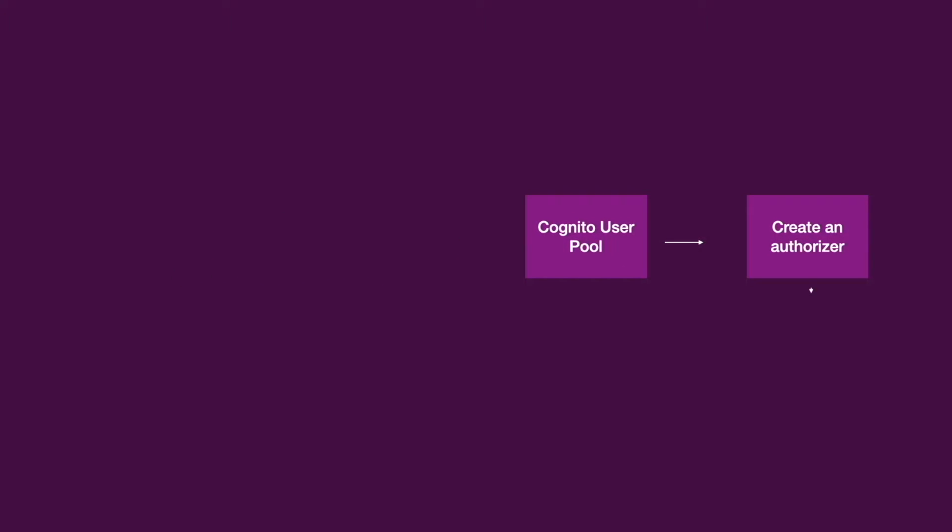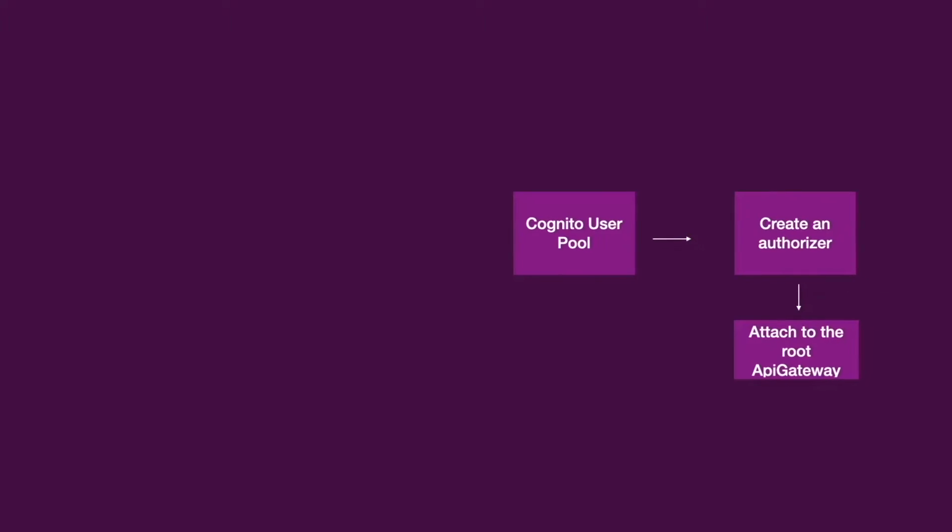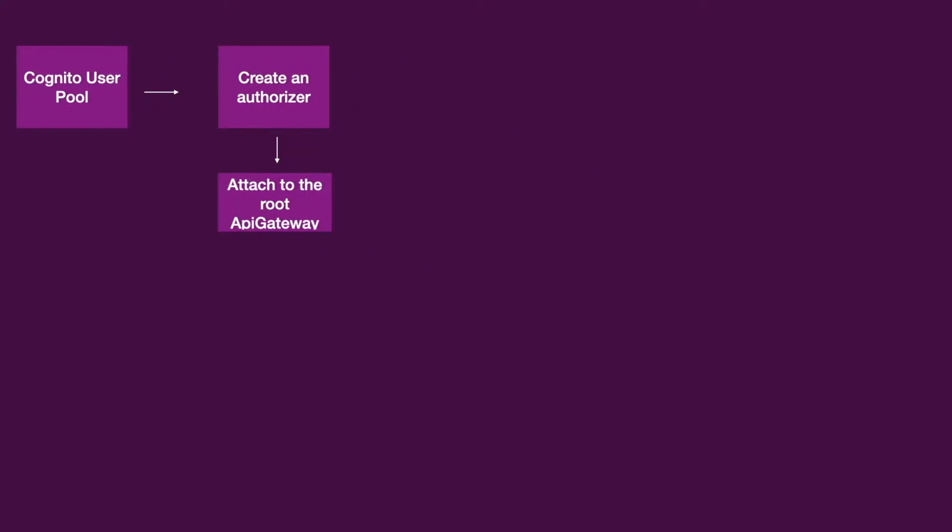So the approach is going to be something like this. We start with the existing Cognito user pool, which we built on episode 8. And then, based on this Cognito user pool, a new custom authorizer would be written. Also, as this authorizer is going to be written, we are going to associate the authorizer to a root API gateway, which is something we are also going to be developing during this video.